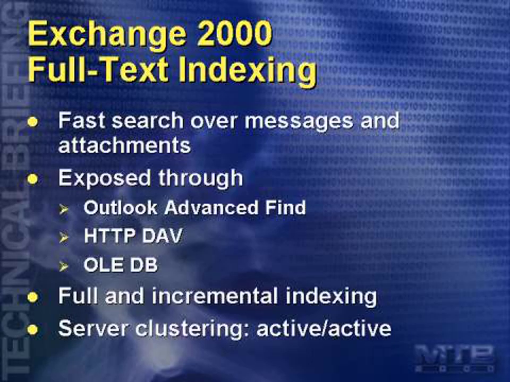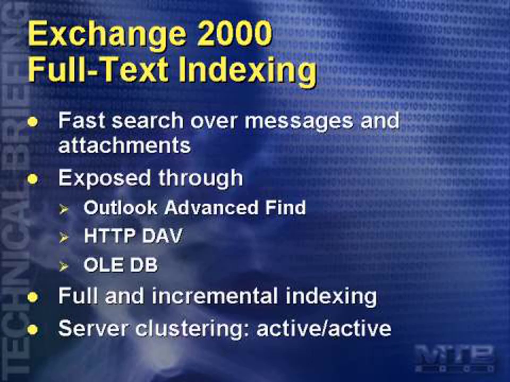You can just use your regular Outlook client, and as long as the content indexing capability in Exchange 2000 is turned on, you can just do a find. And you'll get back your results just like that. So the other two interfaces where you can access full text search capability in Exchange 2000 is through HTTP DAV and OLE DB. These are programmatic interfaces where you can write your own application to serve your business needs.